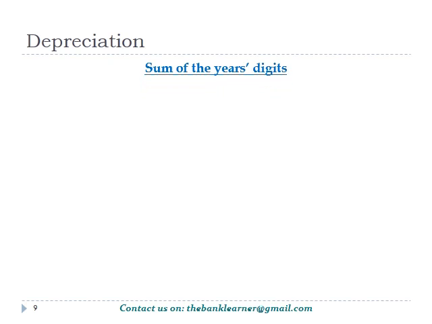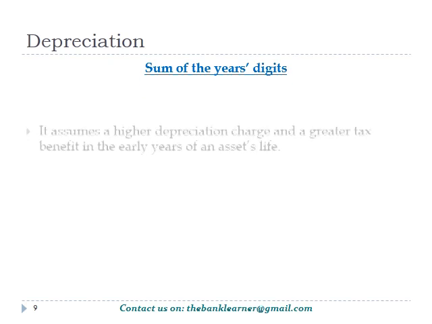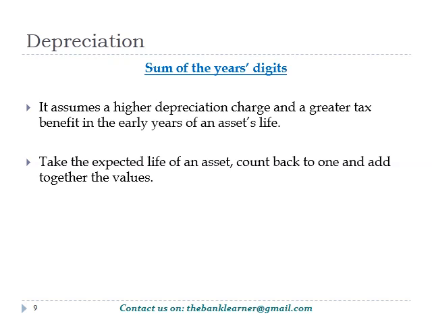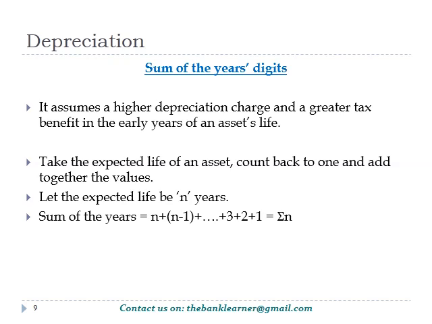Sum of the years digits method. This is another method of calculating depreciation which assumes higher depreciation charge and thus greater tax benefit in the early years of an asset's life. In order to calculate, at first the estimated life of asset is taken. Then count back from the last to first and sum up the years digits. So, if we take n number of years, it will be like n plus n minus 1 plus n minus 2 up to 1, that is sigma n.